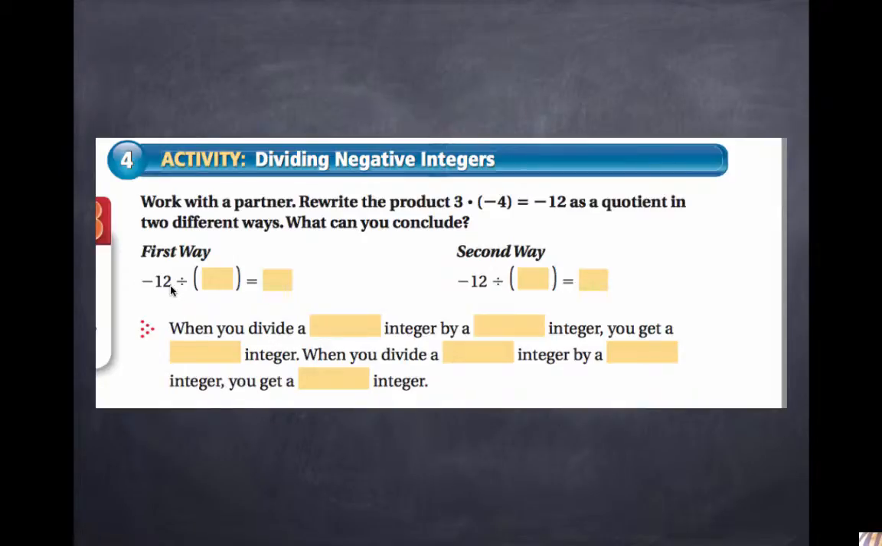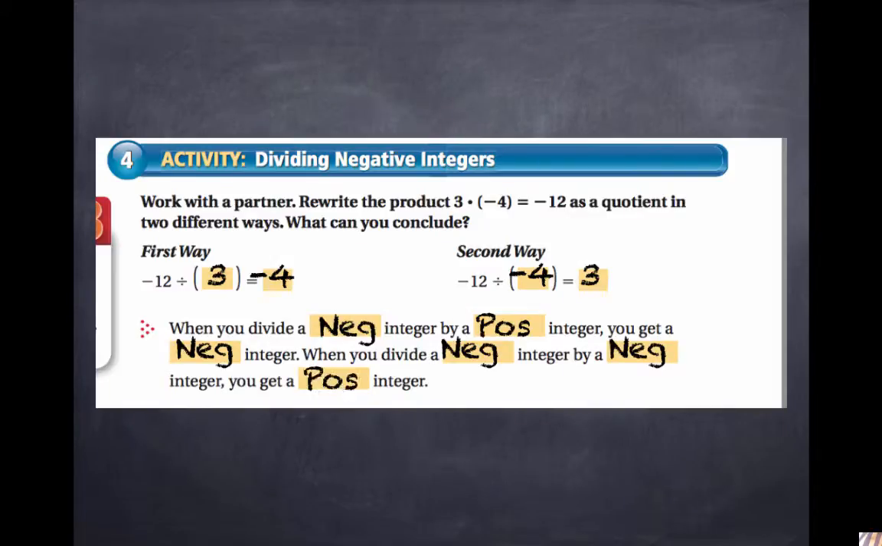Welcome back. So negative 12 divided by, I think we're going to take the 3 first, we know that has to equal negative 4. And the second way, we're going to take 12 and divide it by negative 4, and we should end up with 3. So when we start thinking generically with just the negatives and the positives, think about what the integers mean. When you divide a negative integer by a positive integer, you get a negative integer. When you divide a negative integer by another negative integer, you end up with a positive integer. This should start to sound a little bit familiar to you.